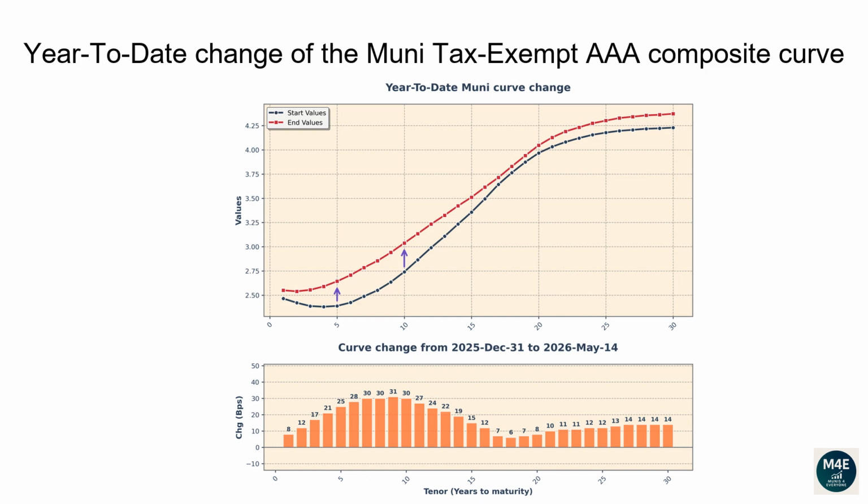The 1-year tenor changed 8 basis points. The 2-year tenor changed 12 basis points. The 5-year tenor changed 25 basis points. The 10-year tenor changed 30 basis points. The 20-year tenor changed 8 basis points. The 30-year tenor changed 14 basis points.